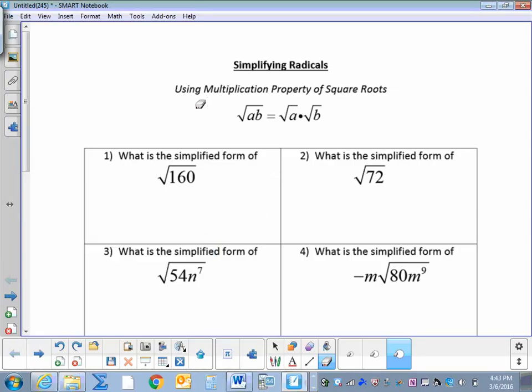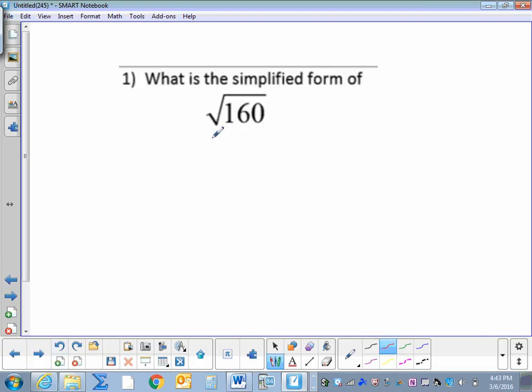Simplifying radicals using the multiplication property of square roots, which is the square root of a times b is equal to the square root of a times the square root of b. What is the simplified form of the square root of 160? Well, the 160 can be factored into the square root of 16 times the square root of 10. The square root of 16 is 4, and the square root of 10 is simplified. So 4 square roots of 10.